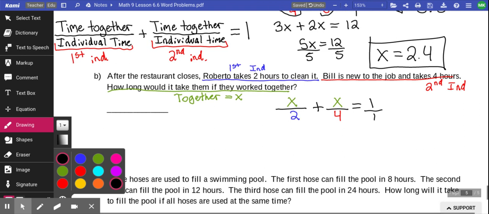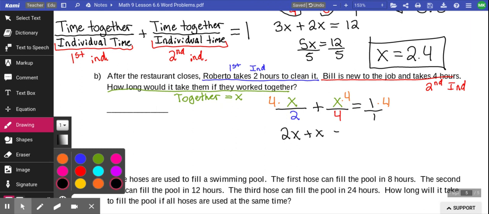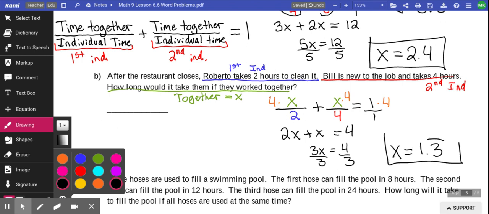I then can solve this equation. The setup's the hard part, right? Solving it is a basic 6.5 question. I'm going to multiply all the equations by 4 because all the denominators could divide into 4. This will become 2x plus x equals 4. That means 3x equals 4. Divide both sides by 3. That means x equals 1.3 repeated hours.